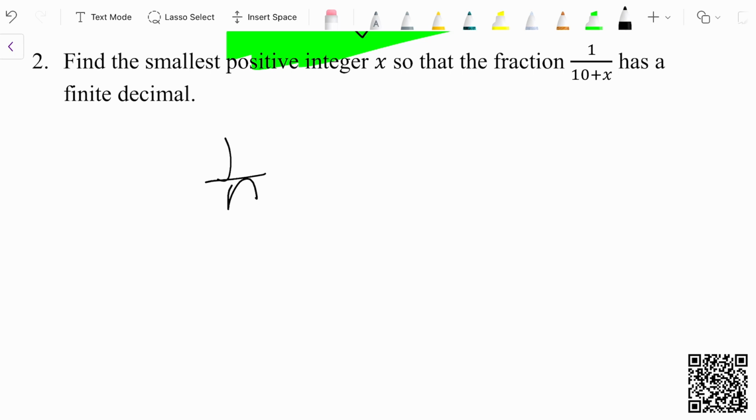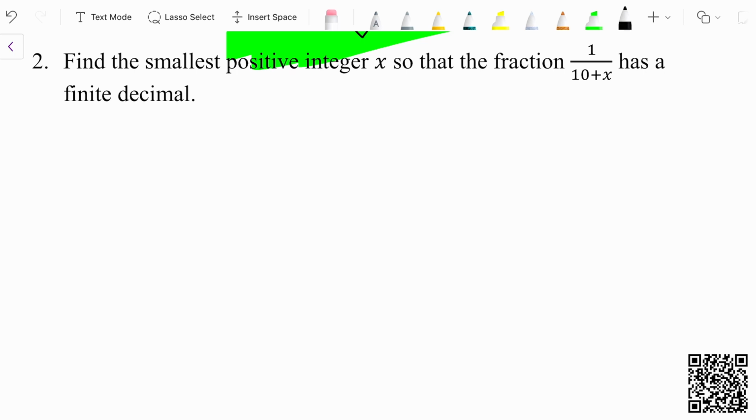So 8 only includes 2, so that works. 25 only includes 5's, that also works. 10 includes 2 and 5, that also works. But 7 doesn't include either, plus it includes something that isn't in the 2 or 5 spectrum, so it doesn't create a finite decimal. So thinking on that idea, we're going to look at this number.